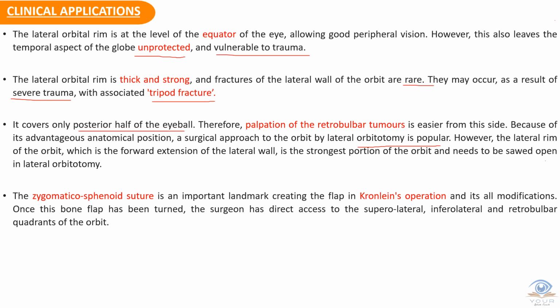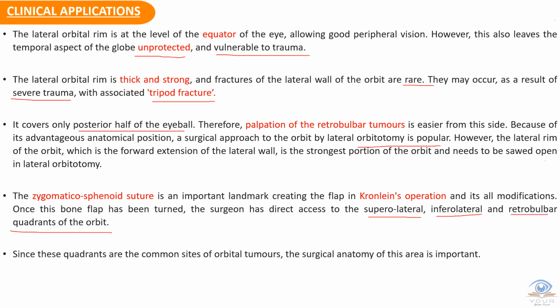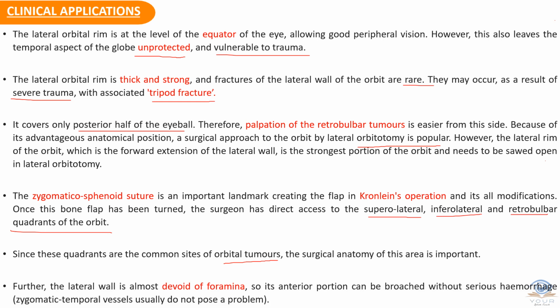Once this bone flap has been turned, the surgeon has direct access to the superolateral, inferolateral and retrobulbar quadrants of the orbit. Since these quadrants are common sites for orbital tumors, the surgical anatomy of this area is important. Further, the lateral wall is almost devoid of foramina, so its anterior portion can be broached without serious hemorrhages, as the zygomatic temporal vessels usually do not pose a problem.